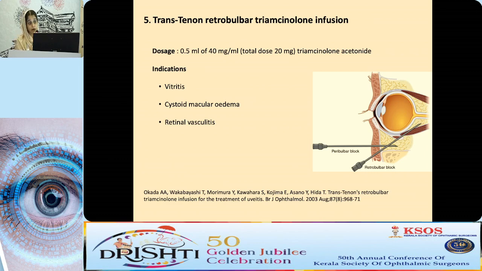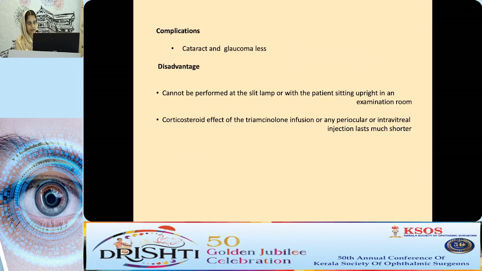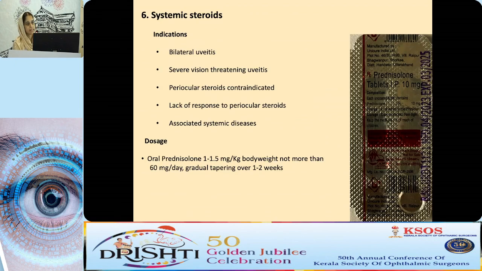Then transseptal retrobulbar triamcinolone injections are available. This is given as 0.5 ml of 40 mg per ml triamcinolone, indicated in vitritis, cystoid macular edema and retinal vasculitis. Cataract and glaucoma are less since there is preferential distribution to posterior segment only. But it cannot be done in sitting position and under slit lamp. It has to be done in the operation theater.